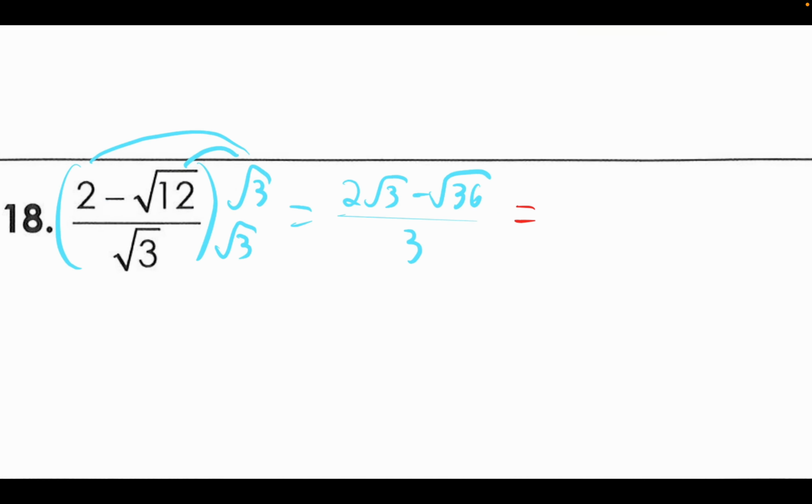And 2 square root of 3 doesn't simplify, so it just stays 2 square root of 3. But square root of 36 is 6, over 3. And if we could simplify all 3 regular numbers, we would, but we can't, so we're done.